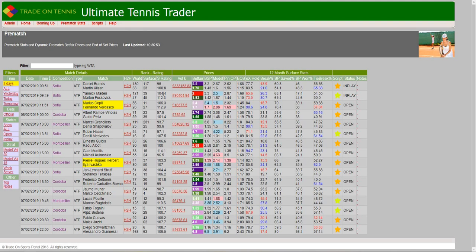I'd say 120 plus is elite, 110 to 115 solid top 10, 105 to 112 you're a solid top 20 player, under 100 you struggle to hit the top 30. From there we move to the volume, and this is the total volume matched on the market so far. So you can see where the money's going throughout the day.